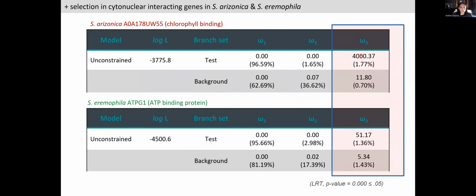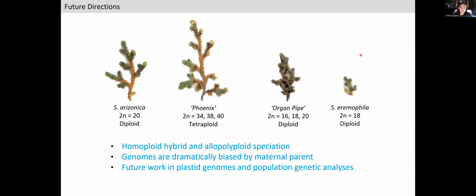Now I'm only showing the results of 2 of those genes. I haven't had too much time to explore these results further, but I just wanted to show you some early results that there is in fact some form of selection going on in these genes that might be driving these incompatibilities in the hybrids, which makes them biased towards one parent, in this case the maternal parent, more than the other. But really, there's some future work to do in these plastid genomes. But what I've shown you so far, our story so far, is that there is evidence of a homoploid and allopolyploid speciation event happening in this system.